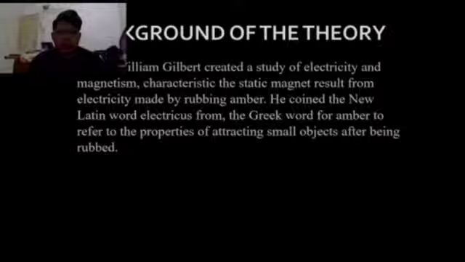In the 16th century, William Gilbert created a study of electricity and magnetism. Characteristic: the static magnet results from electricity made by rubbing amber. He coined the new Latin word electricus from the Greek word for amber to refer to the properties of attracting small objects after being rubbed. Thank you.